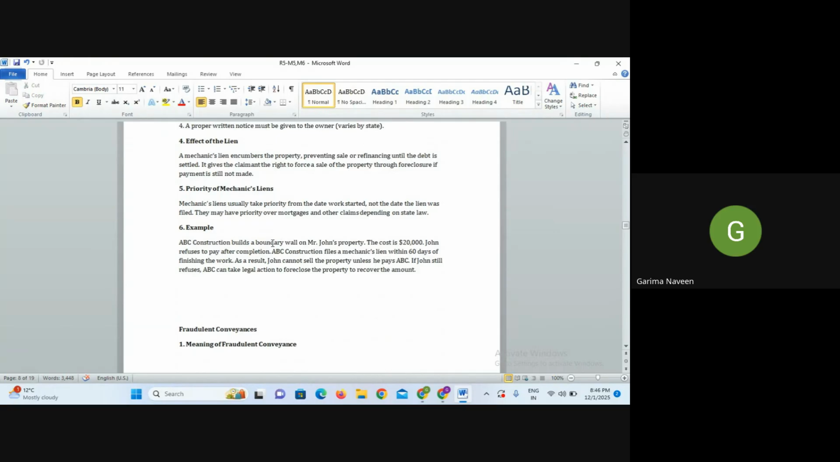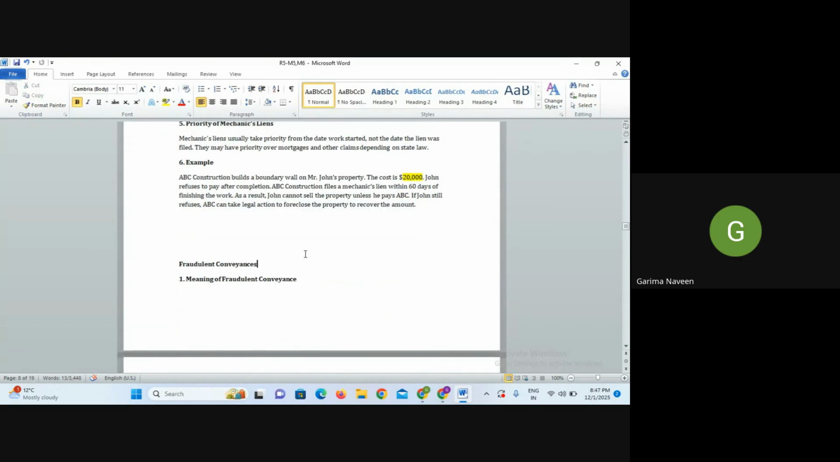So a company was building a certain property. The cost here is $20,000. This property belongs to Mr. John and he refuses to pay the construction company. So they have the right to file a mechanics lien within 60 days. As a result, John cannot sell the property. Even if he sells the property, he has to first pay this money to ABC Construction. If John still refuses, ABC can take legal action to foreclose the property to recover the amount.